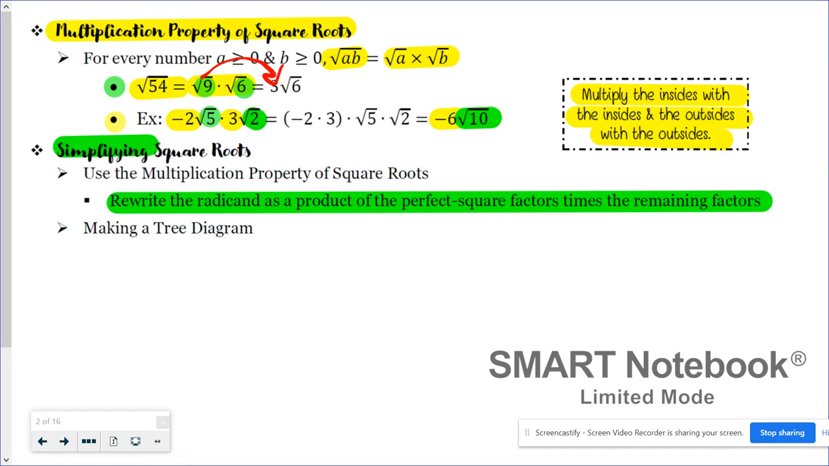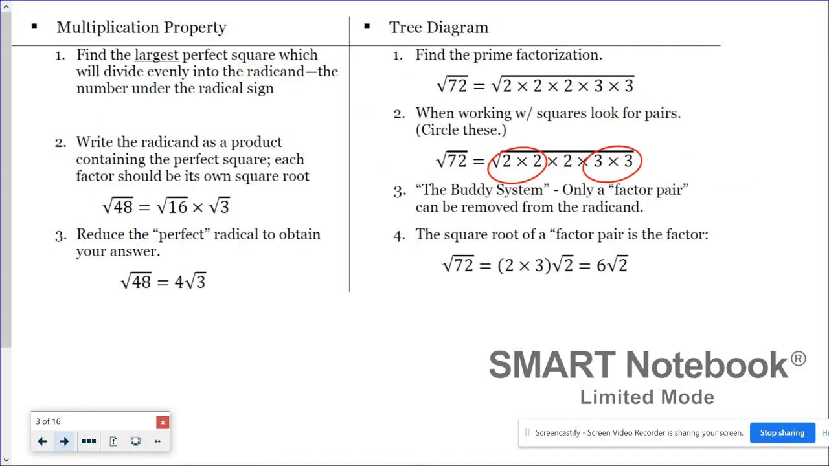And if you can't find it right away, you can always make a tree diagram. So let's look at these two methods. The multiplication property says I need to find the largest perfect square factor. So in the example, square root of 48, the largest perfect square factor is 16. So 48 is 16 times 3. The square root of 16 is 4, so it gets to come out of the radical symbol. 3 has to stay in.